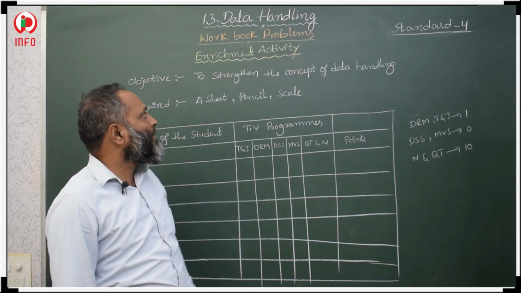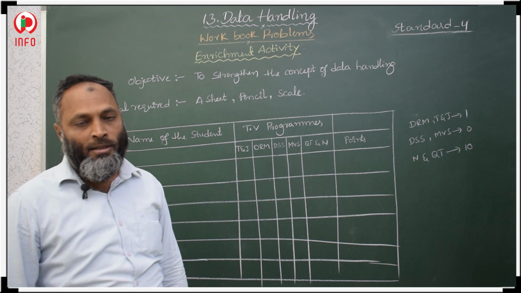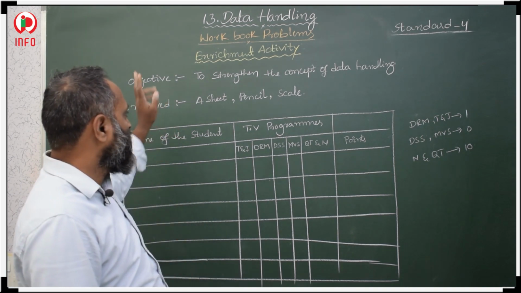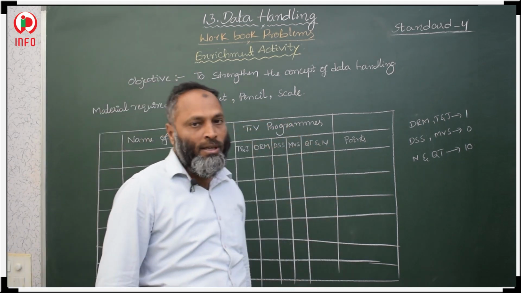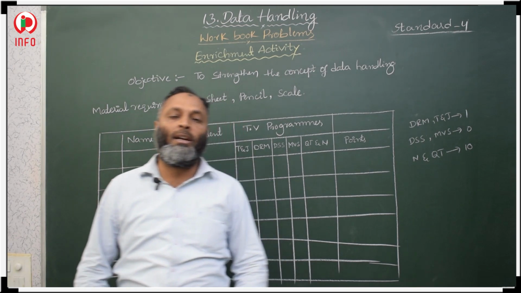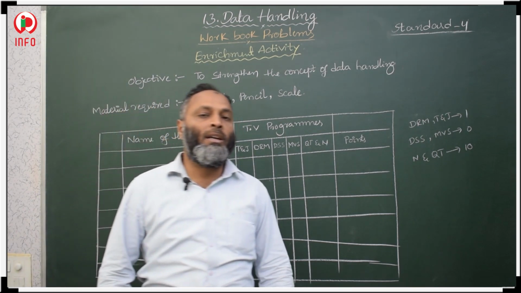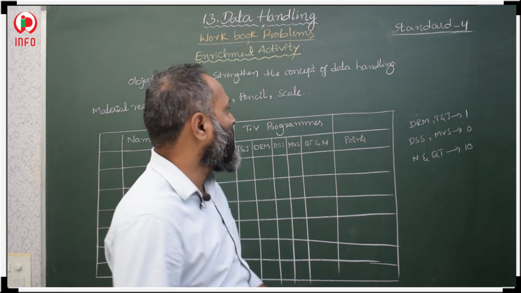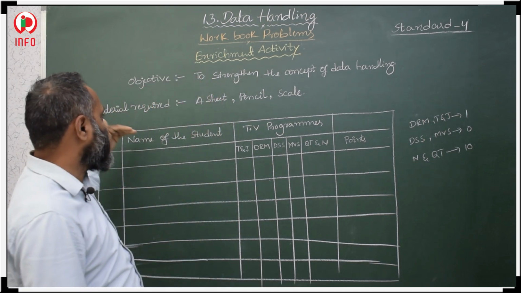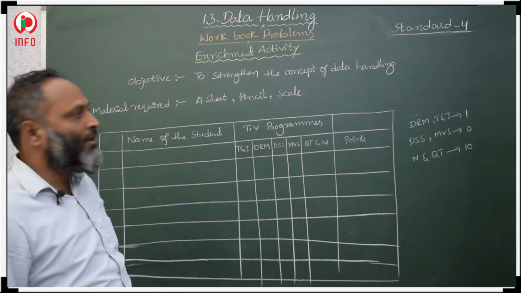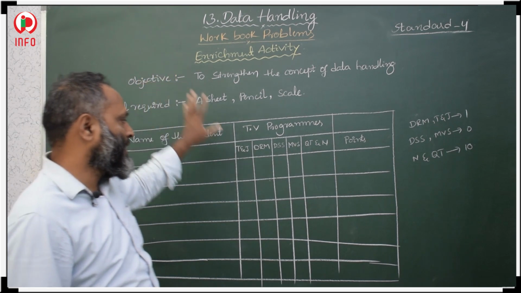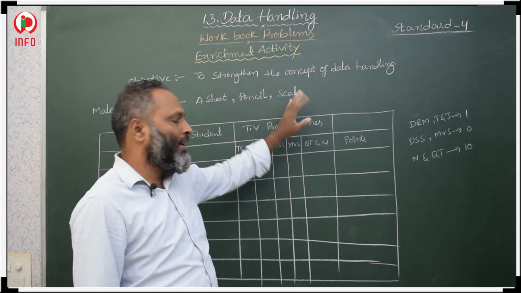Now the students' enrichment activity. What is the main aim of this activity? The main objective is to strengthen the concept of data handling. You should know what exactly data handling means, what the use of data handling is, and how to use data handling in the collection of data. So that you should know by doing this activity. What is the material required? The material required is one sheet, a pencil and a scale.